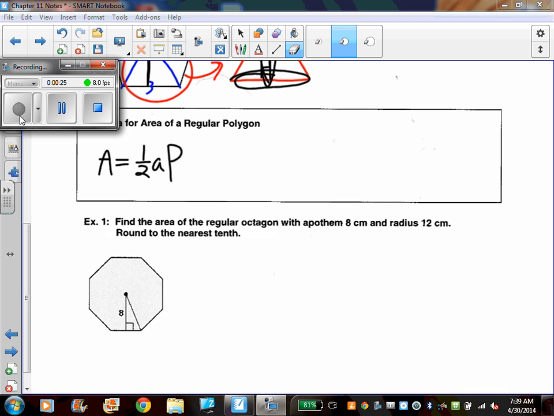So, make sure you have a calculator ready to go, because there will be Pythagorean theorems sometimes, there will be trigonometry sometimes. So you're going to want your calculator ready to go.